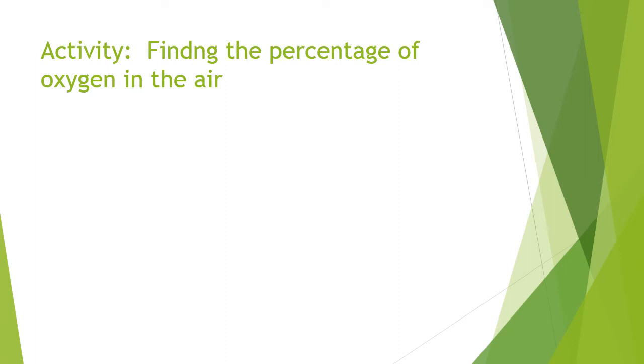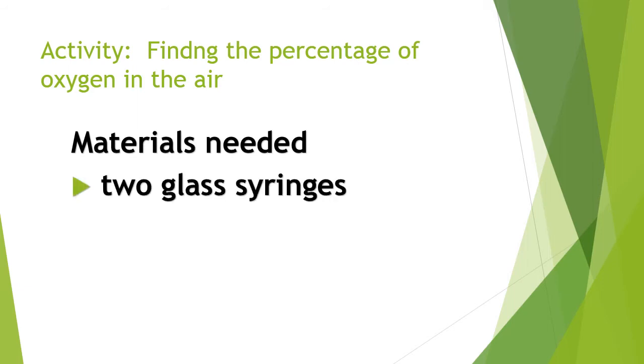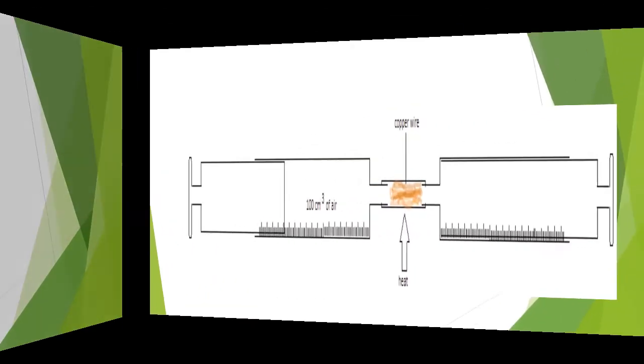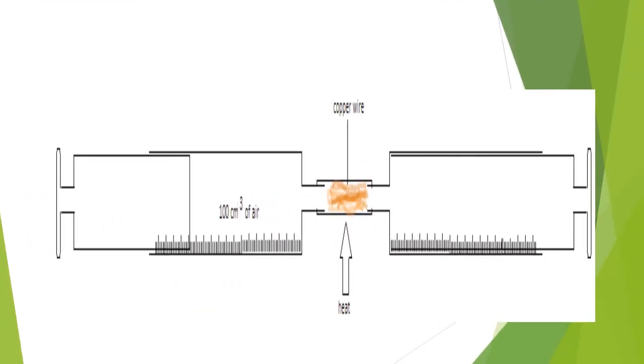For this experiment, we want to find the percentage of oxygen in the air. How can we do that? What we do is get two glass syringes, a combustion tube, copper wire, and a source of heat. Now this is the arrangement of the apparatus.